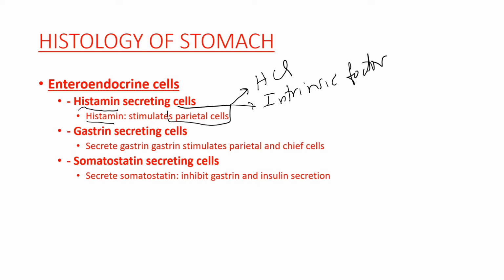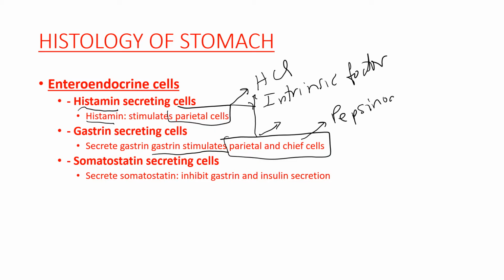Gastrin is a hormone. Gastrin is going to stimulate parietal and chief cells. Parietal cells will again secrete intrinsic factor and hydrochloric acid. Chief cells secrete pepsinogen, which is cut by hydrochloric acid into the working enzyme pepsin. Pepsin is involved in the digestion of proteins.